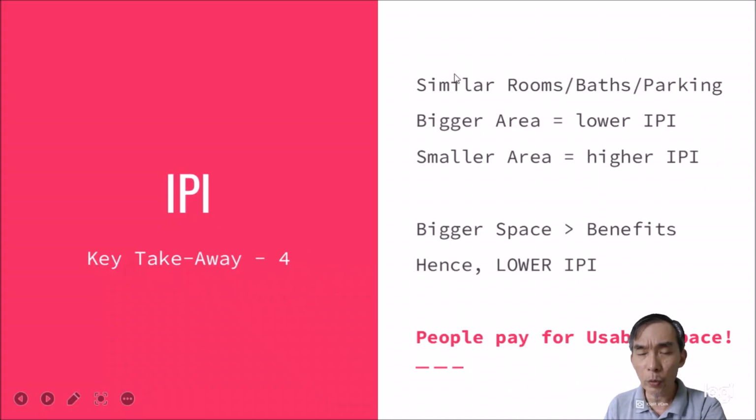So the takeaway is, if it is a similar layout, with a similar number of rooms, baths and parking, bigger area units would have a lower IPI, and smaller area units a higher IPI. Bigger space, better benefit, therefore it gets a lower IPI. People will pay for usable space.